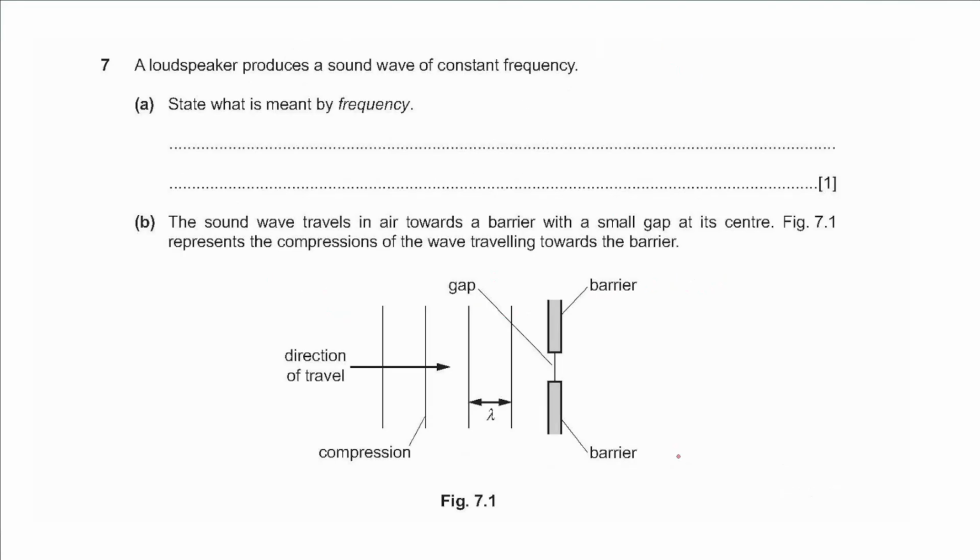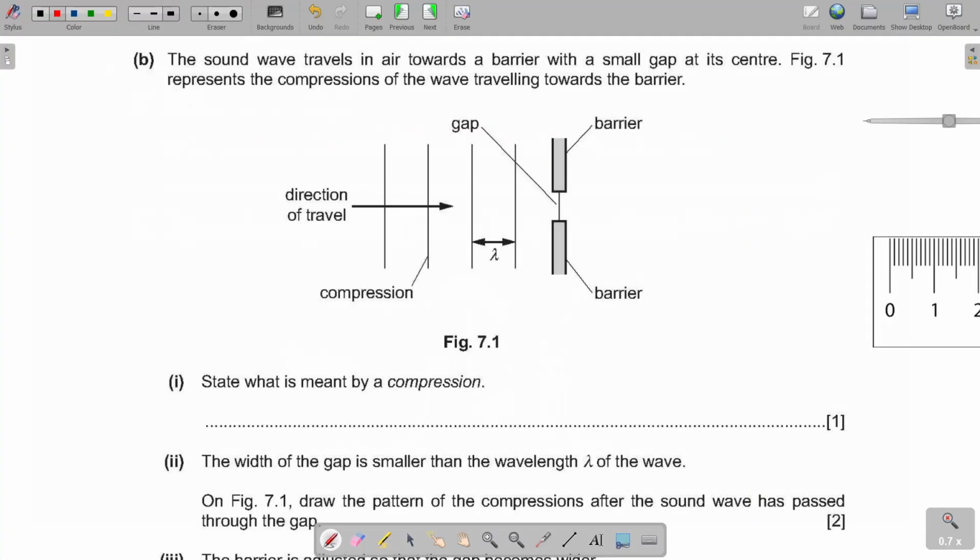Question 7 says a loudspeaker produces a sound wave of constant frequency. State what is meant by frequency. It is the number of oscillations per unit time or per second. Part B says a sound wave travels in air towards a barrier with a small gap at its center. Figure 7.1 represents the compressions of the wave traveling towards a barrier. State what is meant by a compression. We say that particles are close to each other and have high pressure or cause high pressure.